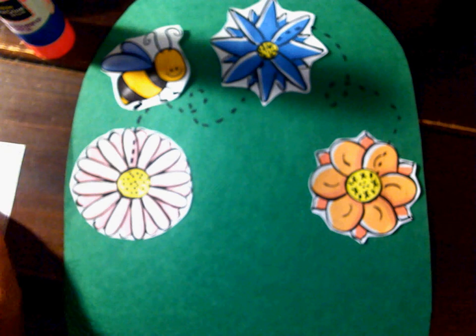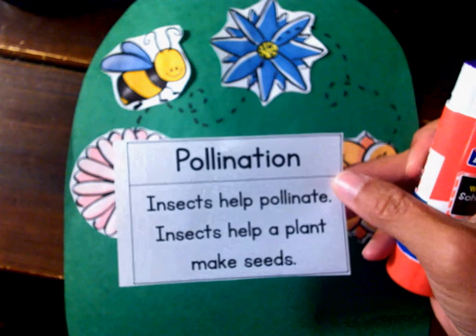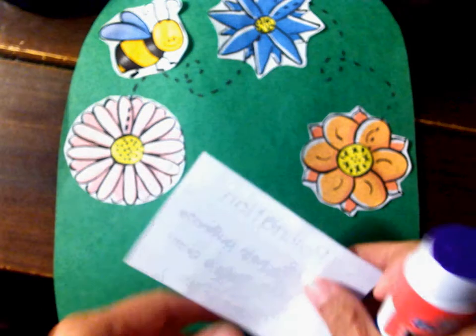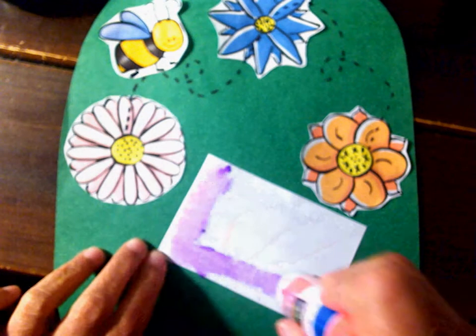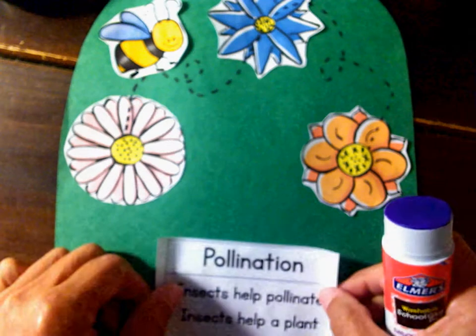What you're going to do next is label your pollination chart with this word, and it says pollination. Insects help pollinate. Insects help a plant make seeds. And you are going to go ahead and glue that on the bottom of your paper.